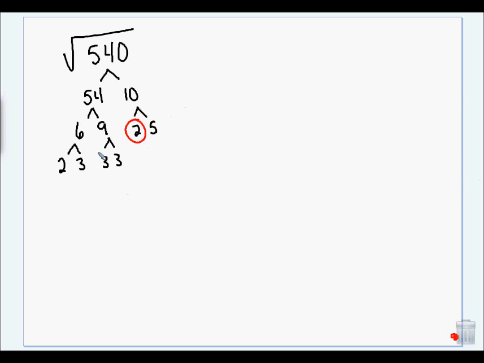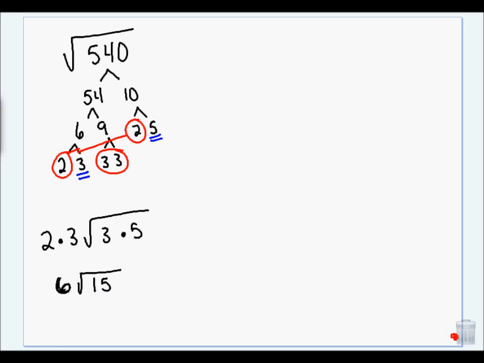Now I have a pair of 2s. And I have a pair of 3s. And then I have this leftover 5 and this leftover 3. Okay. The 2s, one of those comes out, and the 3s, one of those comes out. And that 3 and that 5 are remainders, they stay behind. And then you multiply them together.